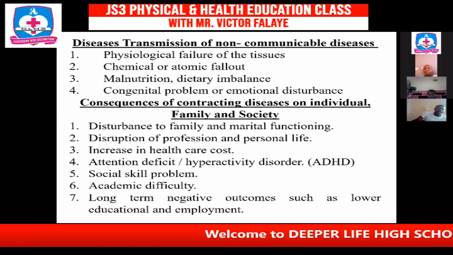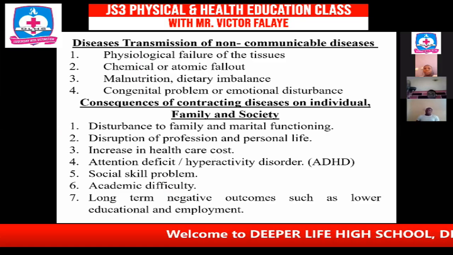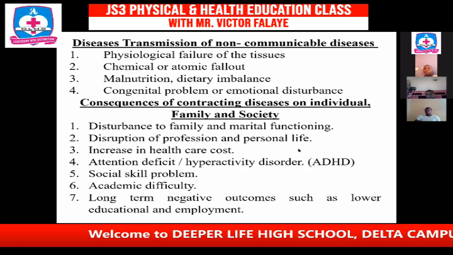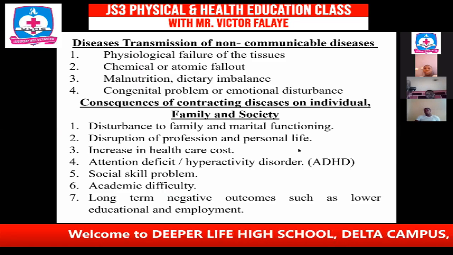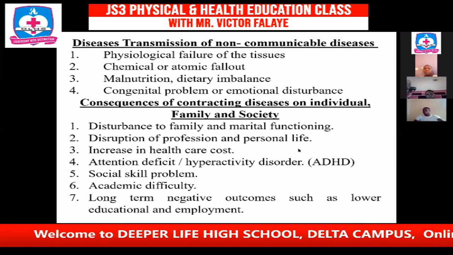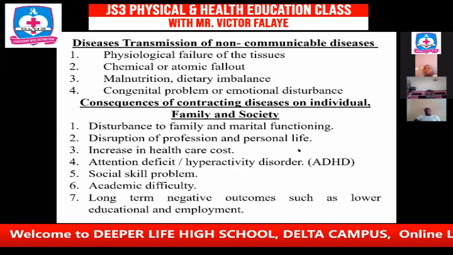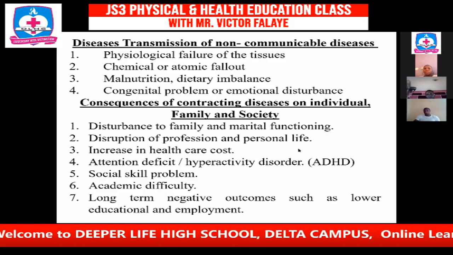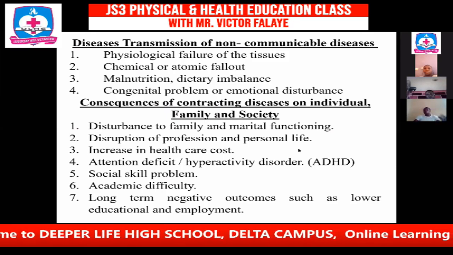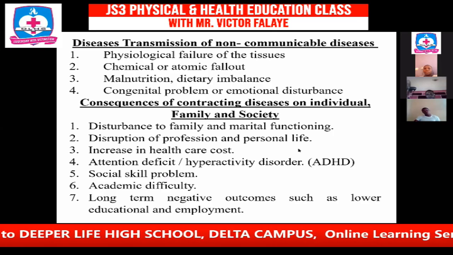Now let's continue. Academic difficulty is also another thing. Ability to comprehend. Imagine you are reading a line 10 times. You are not getting it. You are finding it difficult to assimilate. That's academic difficulty. And this can result from emotional disturbances, psychosis, or some psychological disorder. It can even result from malnutrition, dietary imbalance. It can result from physiological failure of the tissue. It can also result from chemical and atomic fallout.